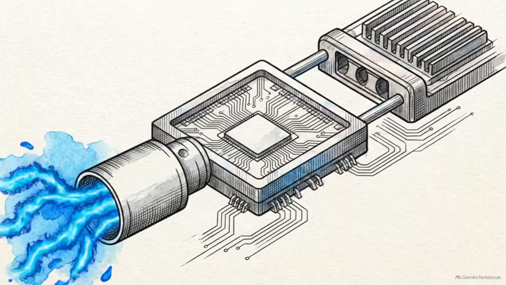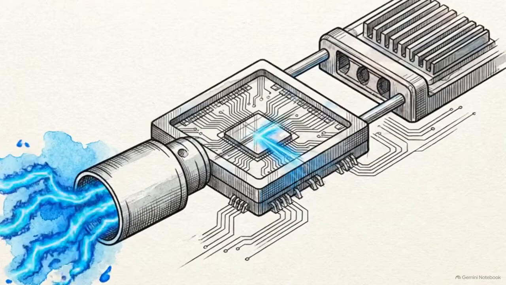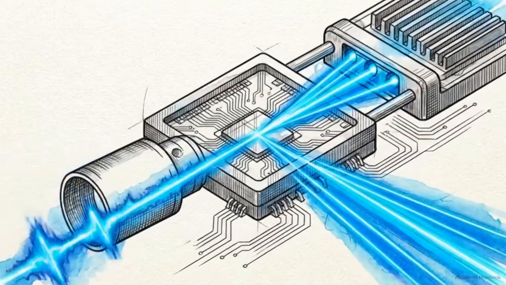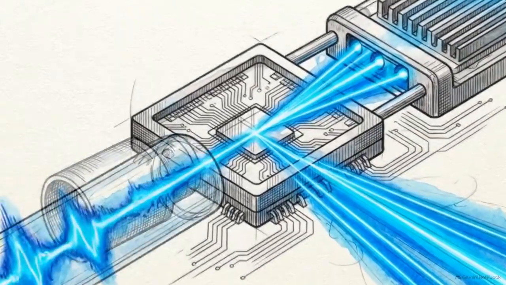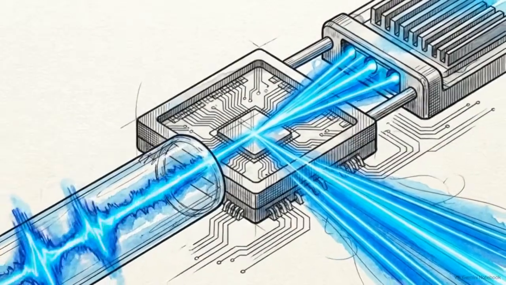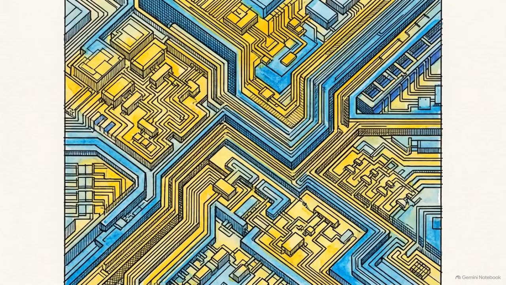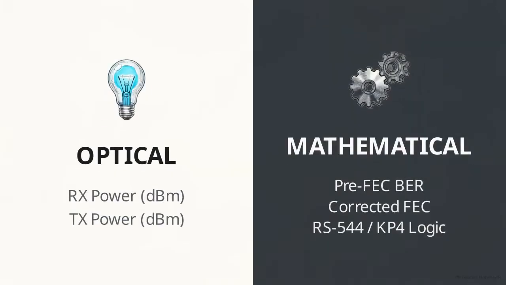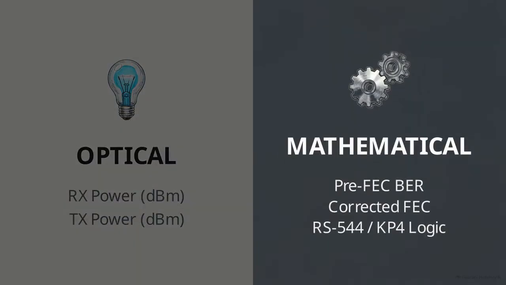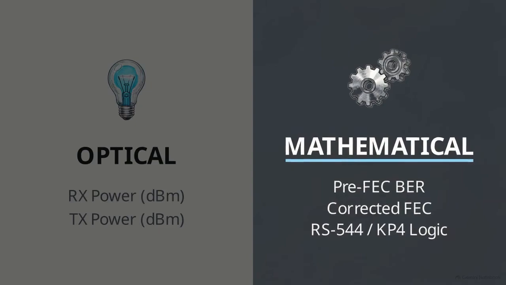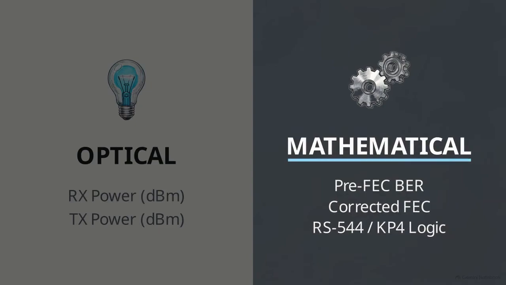KP4FEC is mathematically aggressive enough to correct significant signal degradation, which effectively masks physical layer issues from standard optical monitoring tools. To resolve these phantom flaps, the investigation must move past raw light levels and into the mathematical pipeline happening inside the router silicon. Troubleshooting 400GE effectively means shifting from purely optical metrics to a methodology that accounts for the mathematical processes sustaining the link.